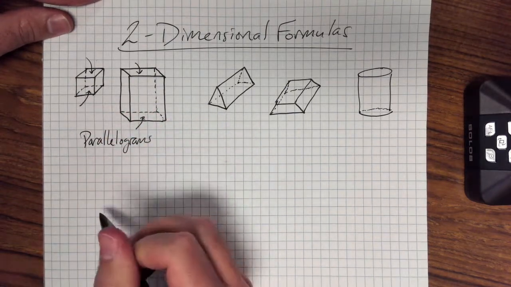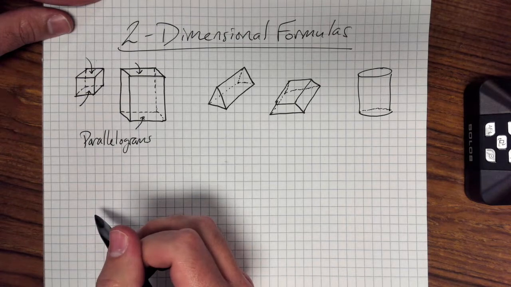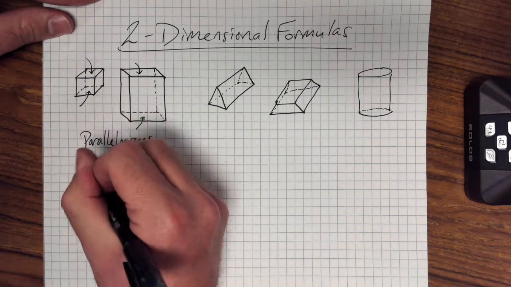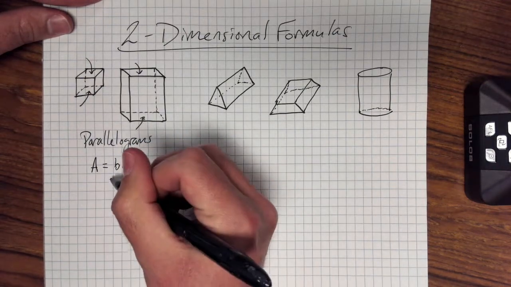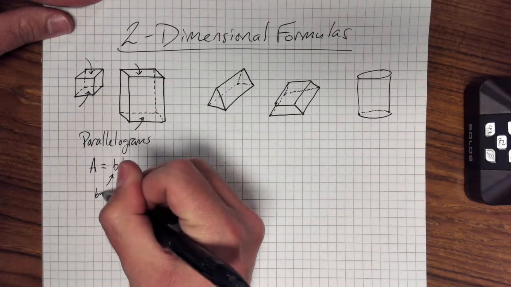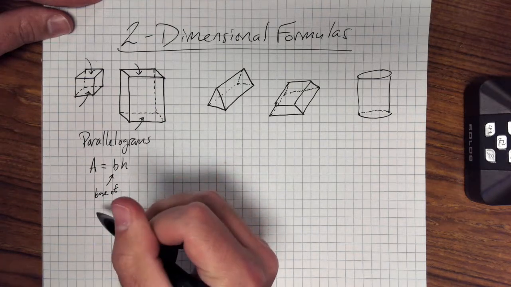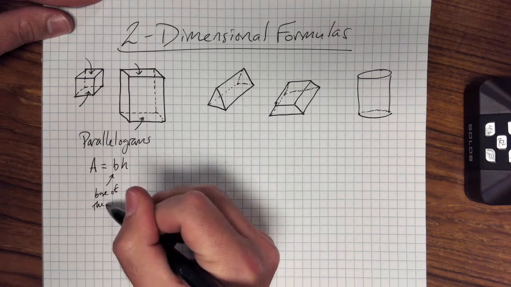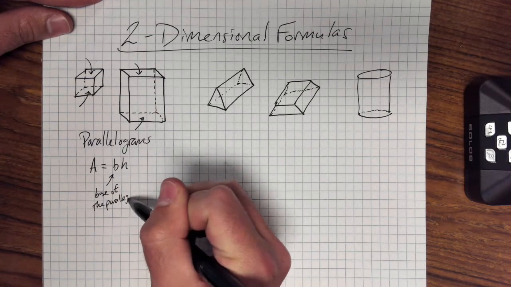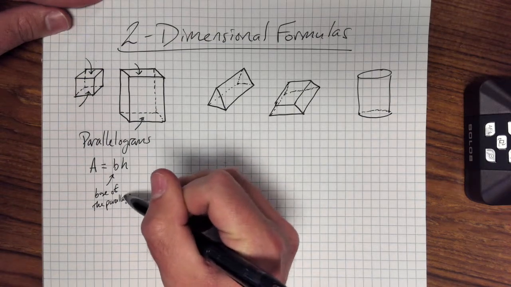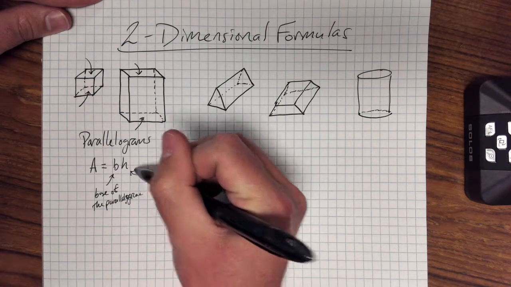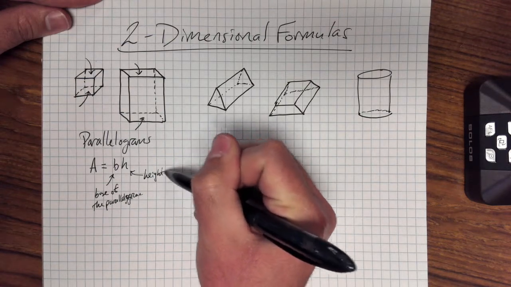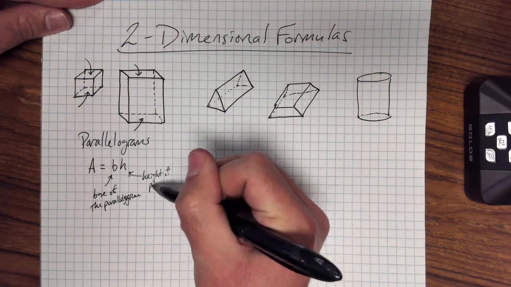And there's an area formula to find the area of parallelograms, and that is area equals little b times little h. And the little b is the base of the parallelogram, whether it's a square or a rectangle. And then h is the height of the parallelogram.